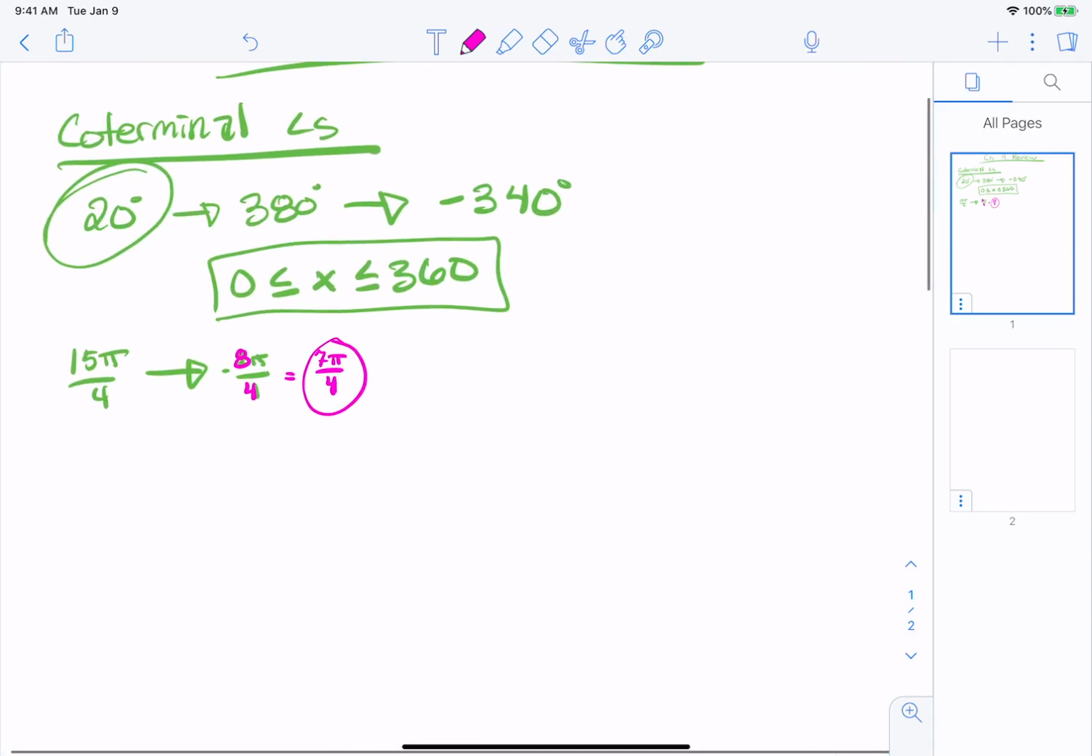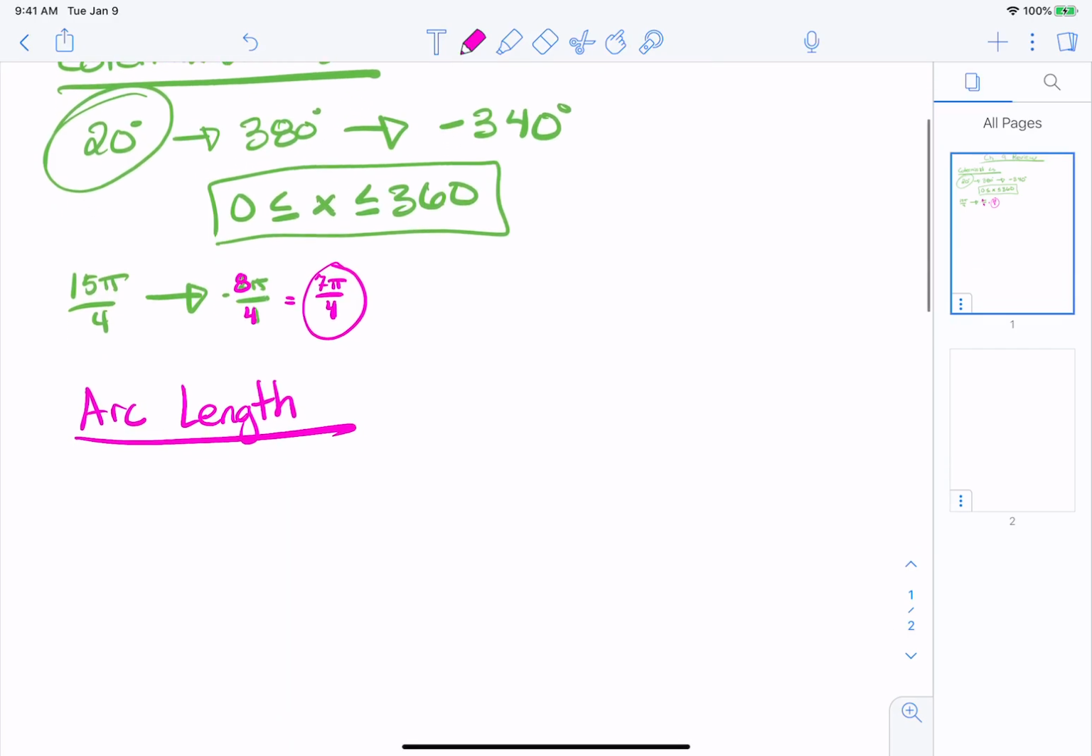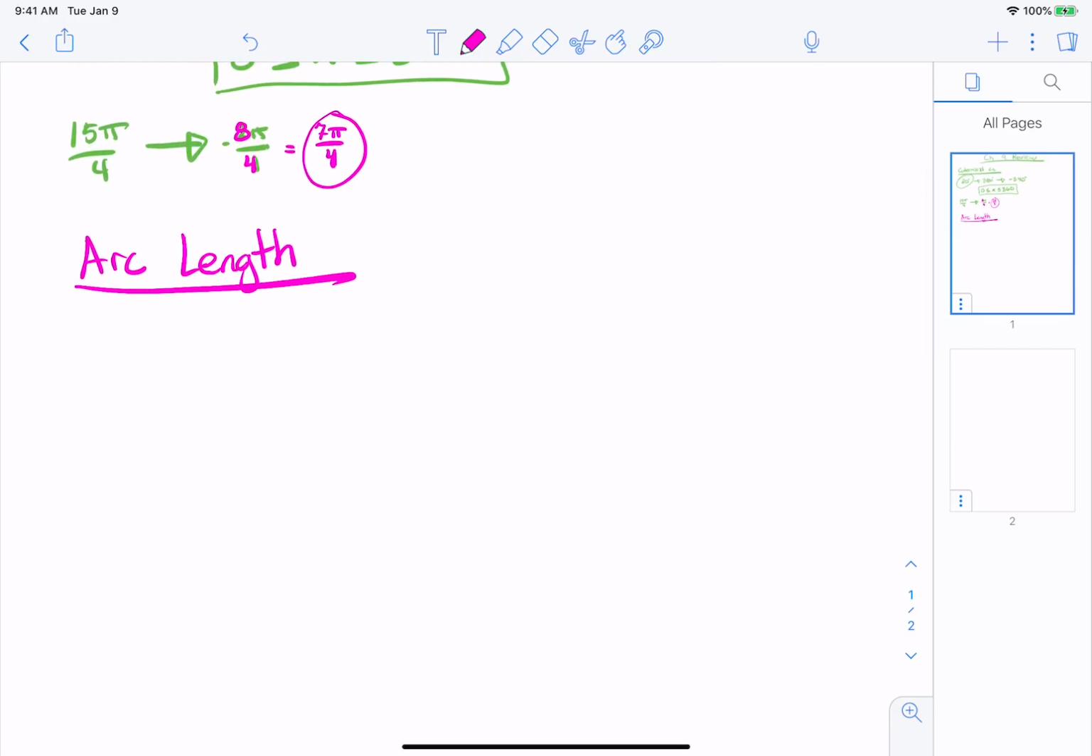Now these ones are going to be the ones that get you. These ones are like arc length. Is this still with coterminal? Nope, this is a different category. Arc length. So let's say I have a circle, and the radius is 5, and the angle is 120 degrees. What is the length of that right there?